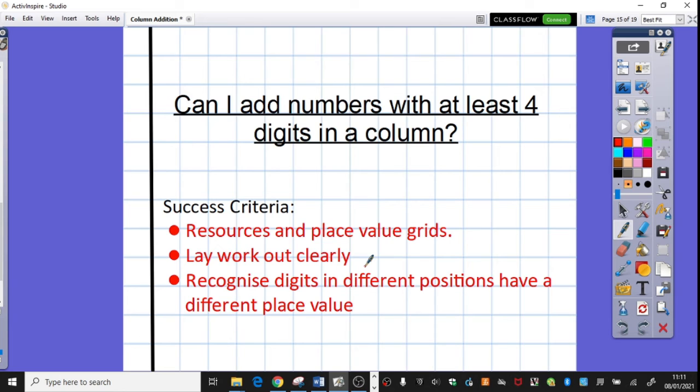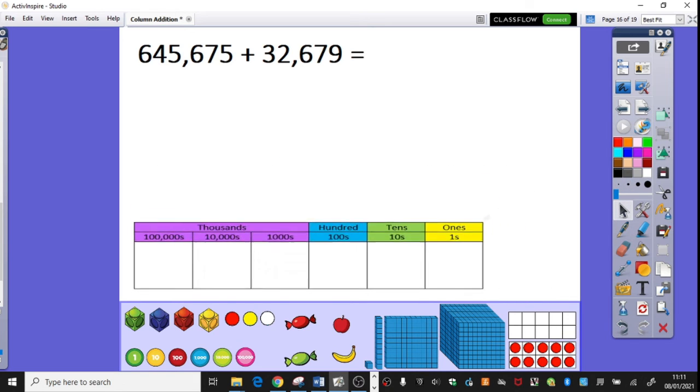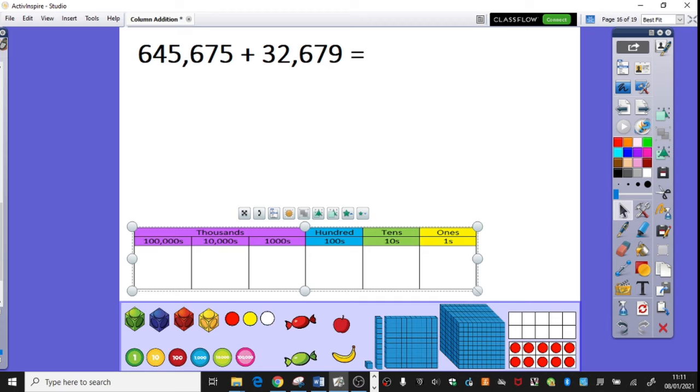Laying your work out clearly and really making sure you're recognising the value of each digit and its importance in its position, otherwise it can affect the accuracy of your calculations. So if we just look at the first example here, we've obviously got two numbers with a different number of place values, if you like, and we can see here we've got 645,675 add 32,679.